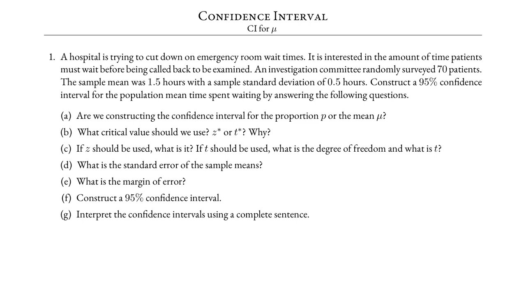First, we summarize the problem using symbolic form. 70 patients, that is a sample size, so n equals 70. 1.5 hours is the sample mean, so this is x bar equals 1.5. 0.5 hours is the sample standard deviation, so this has to be s equals 0.5, not sigma. And so in this case, sigma, or the population standard deviation, is unknown.